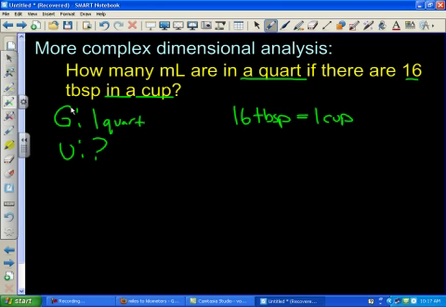My given in this case is 1 quart. The tricky thing is it doesn't give you a number for quart, but that's what a means, right? A quart is 1 quart. So that's my given. My unknown then is how many milliliters there are.